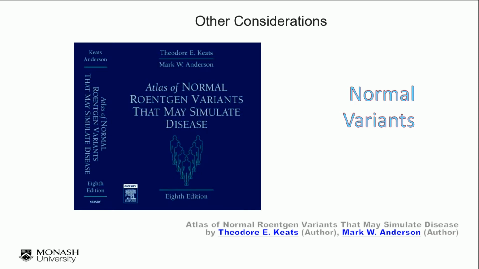Remember, there can be variations to normality, and the one book that I would recommend is the book by Keats and Anderson, which is the Atlas of Normal Röntgen Variants That May Simulate Disease, and it's a useful textbook to have in your department.